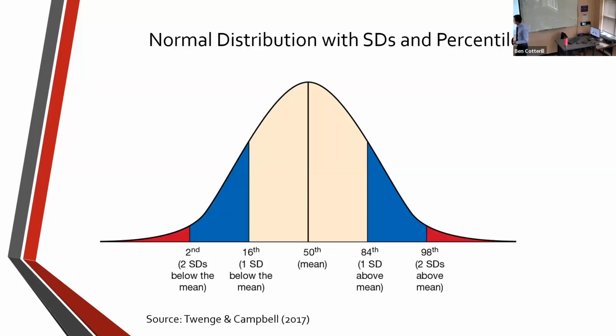But the standard deviation is the average distance from the average, right? And we know in a normal distribution, more than 95% are within 2 standard deviations of the average, okay? So only 2% of people are more than 2 standard deviations above the mean, and only 2% of people are more than 2 standard deviations below the mean, okay?